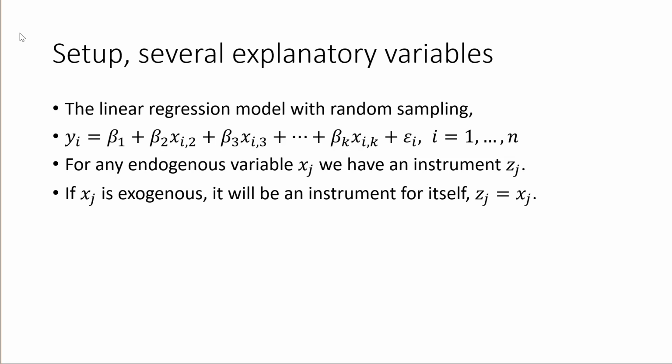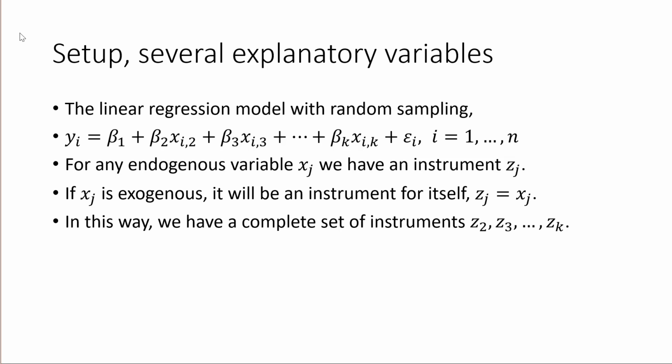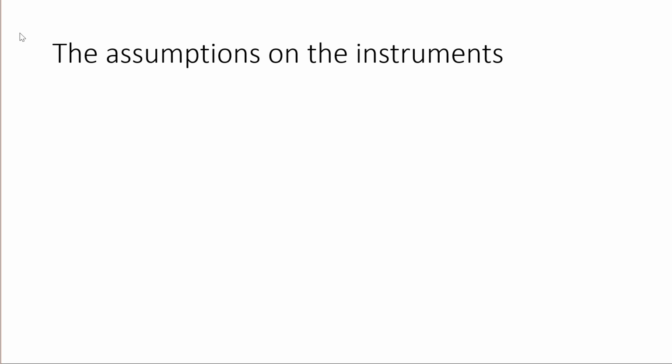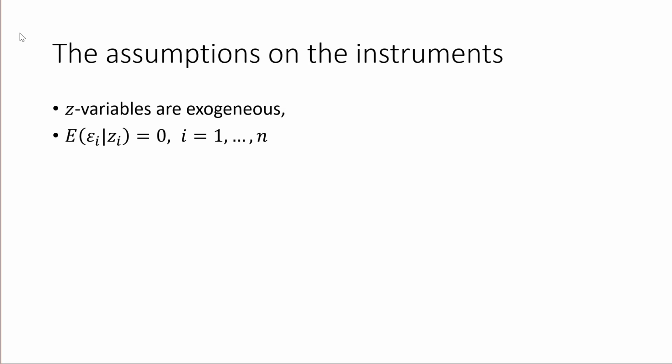So by doing this, I now actually have a complete set of instruments from z2 through zk. Some of the z variables are the same as the x variable, and some of the z variables are entirely different. The assumptions on the instruments for this particular case must be the following. They need to be all exogenous. That is, the conditional expectation of the error term given all the z variables must be 0 for every error term. Every z variable must be correlated with every x variable.